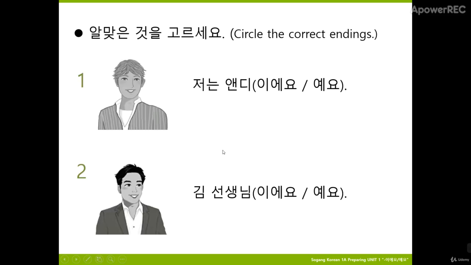So there's a little exercise here. We have to circle the correct endings. The first one, 저는 Andy. So this is very easy. There's no end sound here, so we'll use 예요. 김 선생님. 선생님 means teacher, teacher Kim. So there's an end sound here, so we use 이에요.